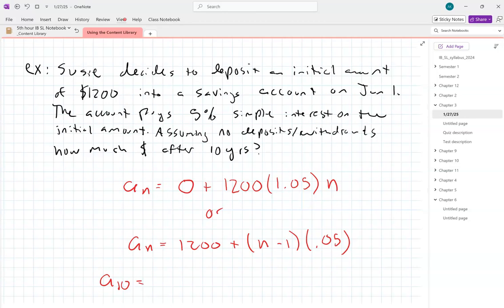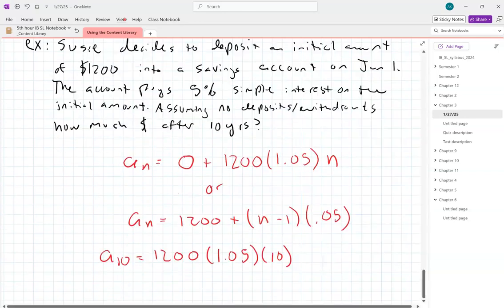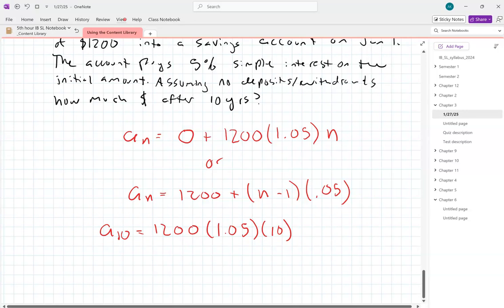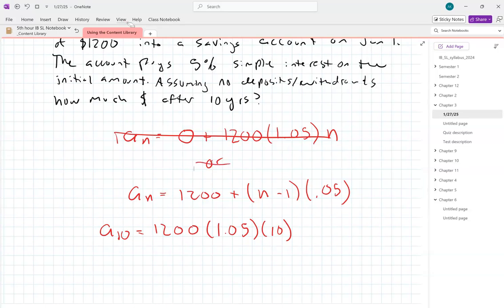So if I just want A of 10, this is not right. Don't do that. That's just not right. That was going to be an insane number. Oops. I made a mistake when I did this. Can anybody see what it is?